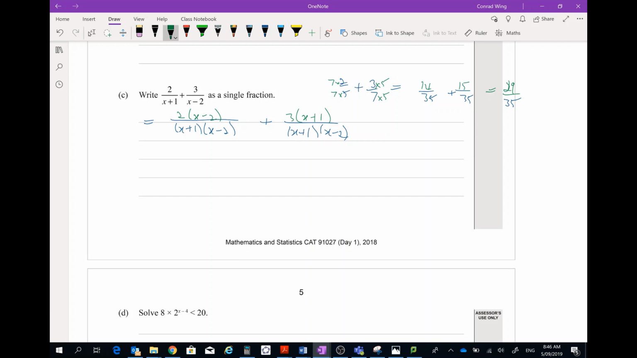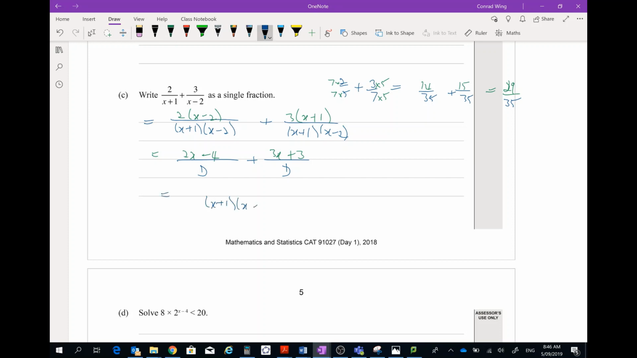So multiply out the numerator here for me. Yeah, 2x minus 4, all over this denominator. So I'm going to write plus 3x plus 3. Yes? And because I've got the same denominator, I can combine the numerators.